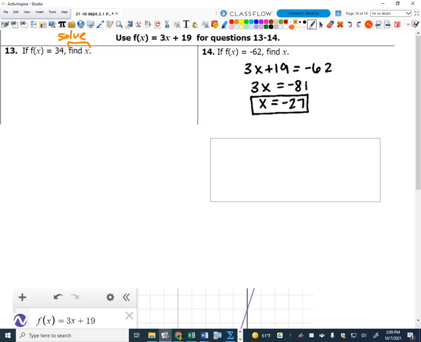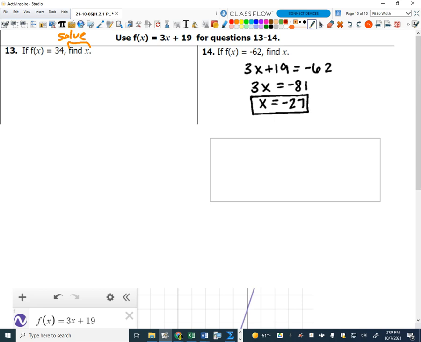This is a little different, right? Let's look at number 13, or how about number 14? If f of x equals negative 62, find x. So that's different. We're not plugging a value in for x now. We're setting the function equal to something, and then we're solving for x. Okay, a little bit more challenging, maybe one step harder, right? So we've got to solve this equation.